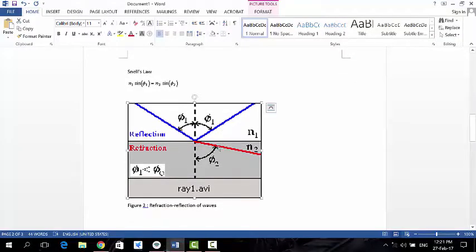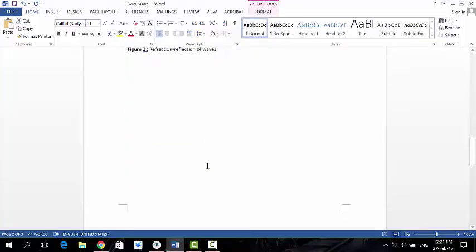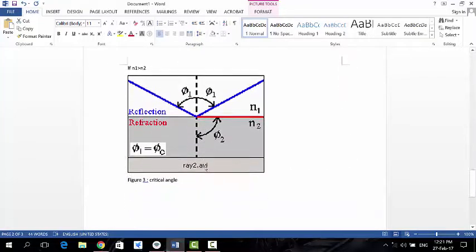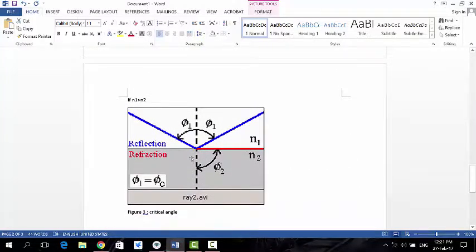So this figure already shows Snell's law, how the light goes to the n2 surface, if theta 1 is less than theta 2. For the next case, if n1 is greater than n2, what will happen?